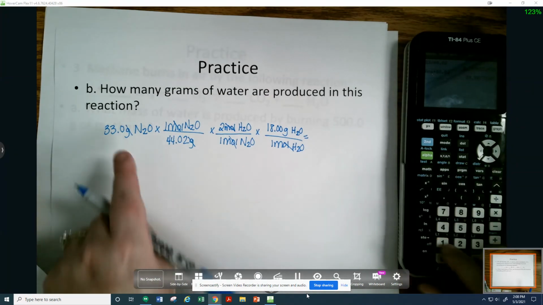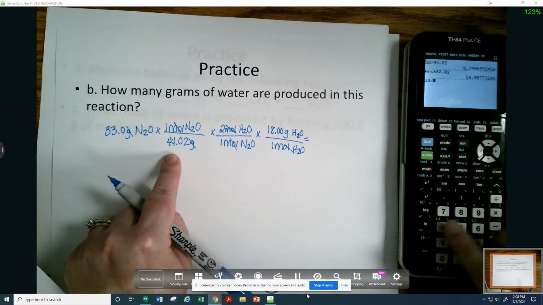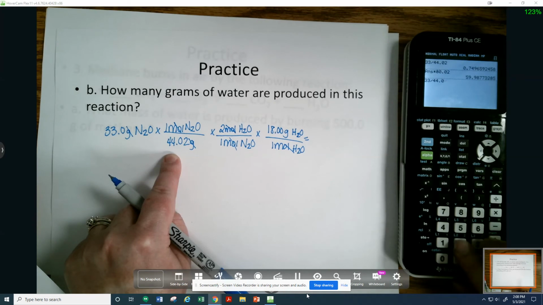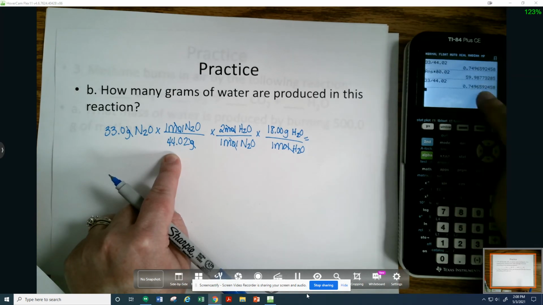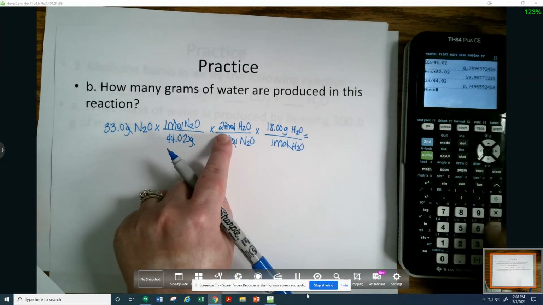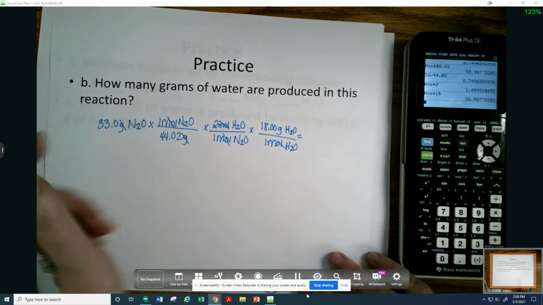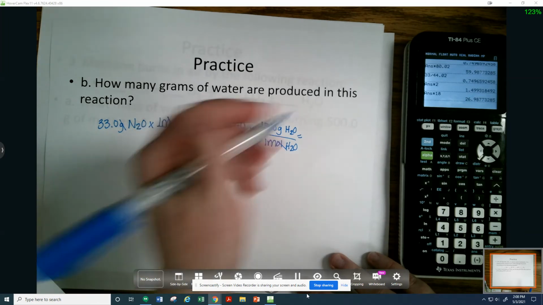So when I type this in, it's 33 divided by that 44.02, just like before, and we get that 0.74. Now we need to times that by 2, times that by 18, and we get an answer of 27.0 grams of H2O.